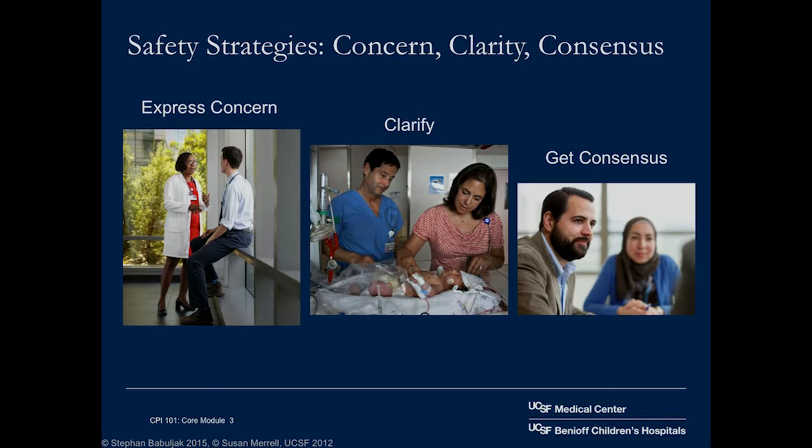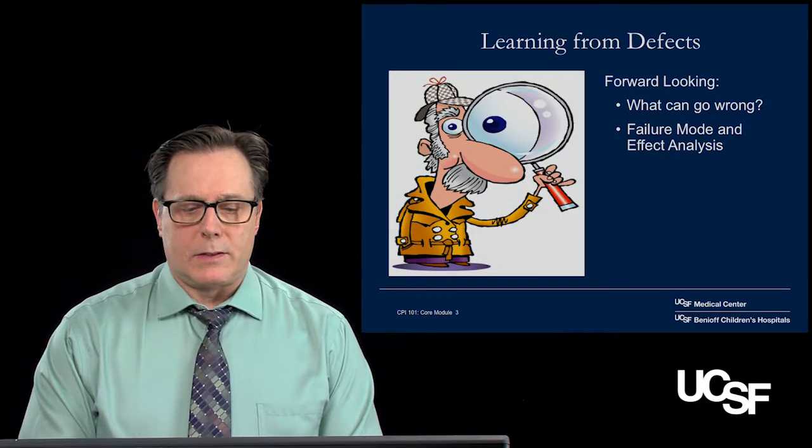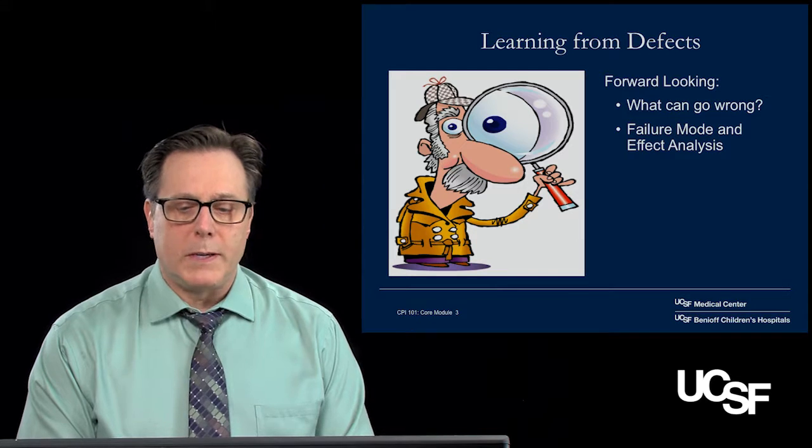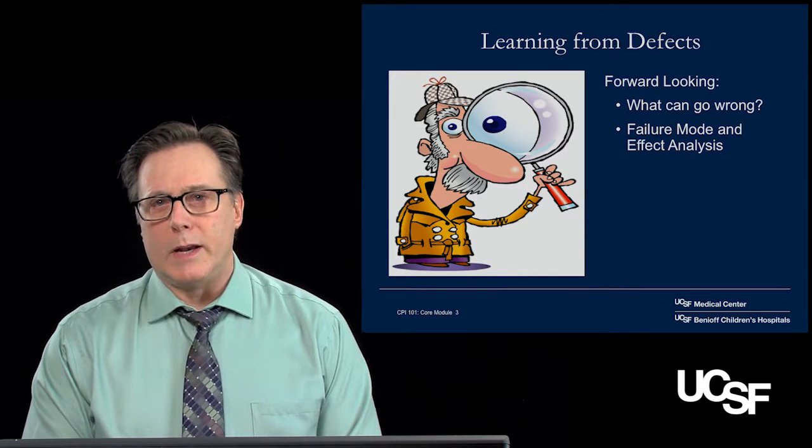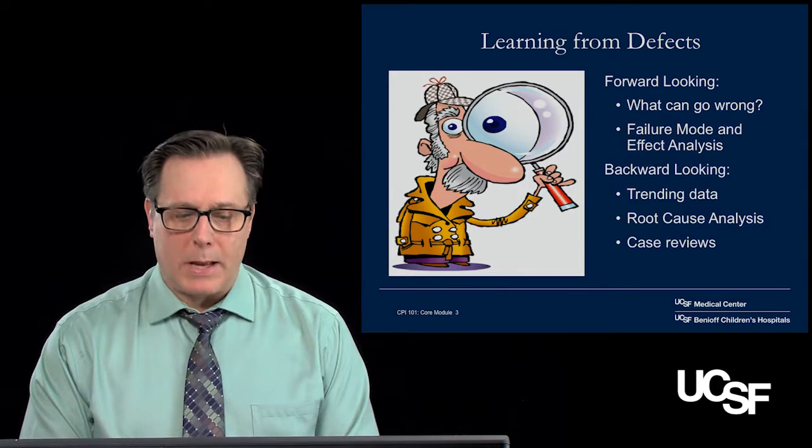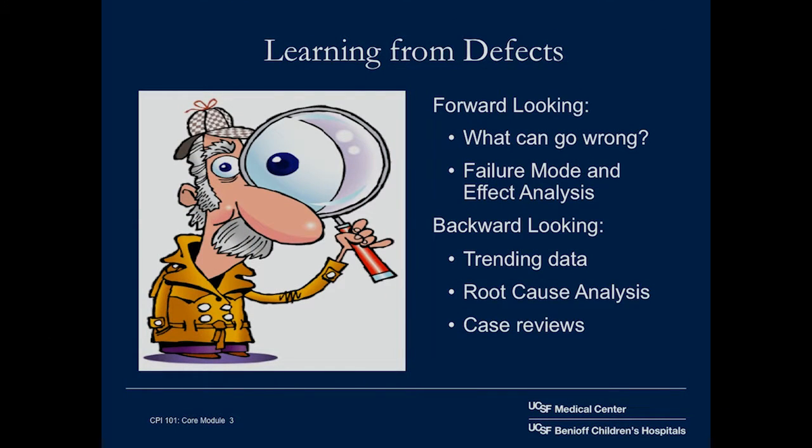A highly reliable healthcare organization pays attention to and responds to faulty work processes. Learning from defects is a necessary part of improving the culture of patient safety. We do this in two ways. We look forward and we look back. One way of looking forward is using a method called Failure Modes and Effects Analysis, or FMEA, to identify failure modes, or how things could go wrong, their consequences or effects, and put into place processes to prevent them.